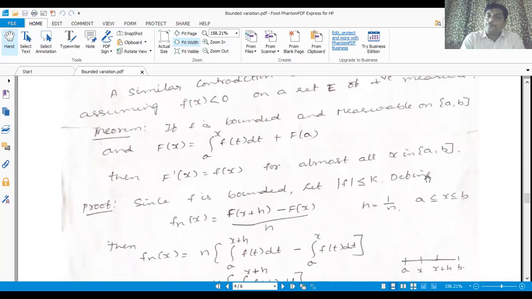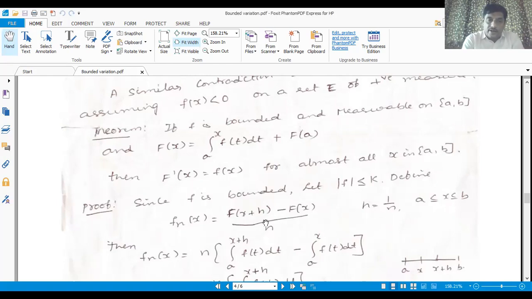And also you know that F'(x) can be written as, because it is a differentiable function, the limit of F(x+h) - F(x) divided by h. Here h can also be written as 1/n, where x lies in the interval a to b.